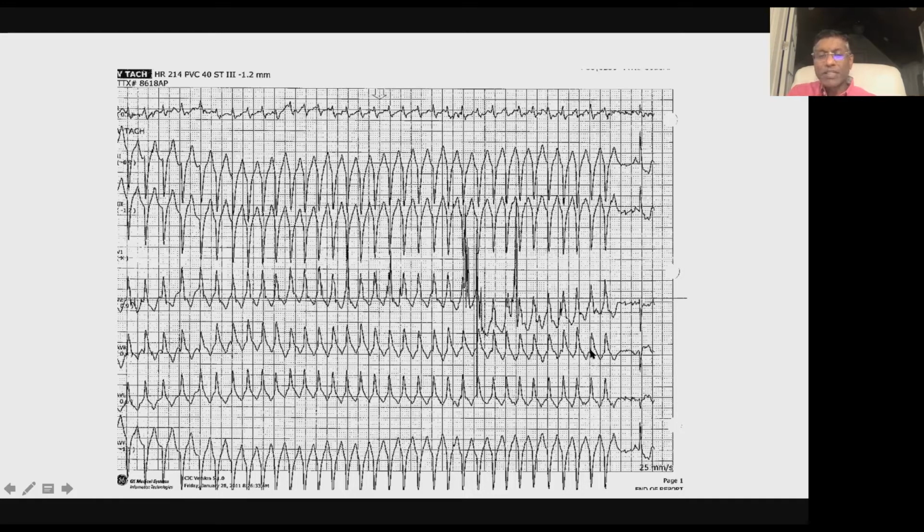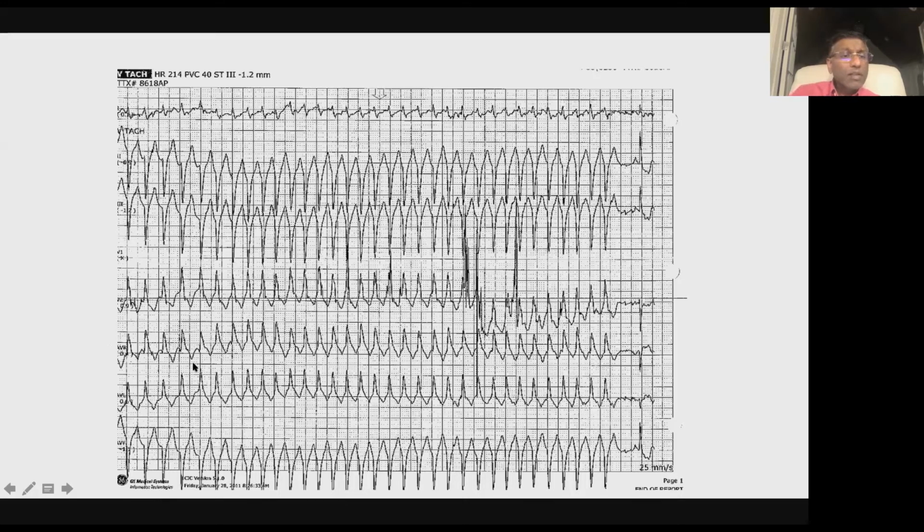It's unfair of me to ask you to count here, but it's probably right at 120, 130 milliseconds. So it barely makes a wide complex tachycardia, but it's wide. Let's say it's 130 milliseconds. You can see his intrinsic QRS is very narrow. So it's a wide complex tachycardia.